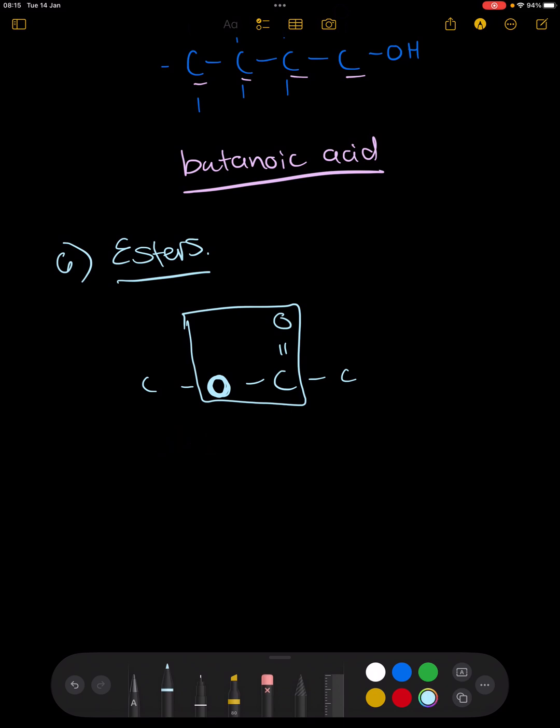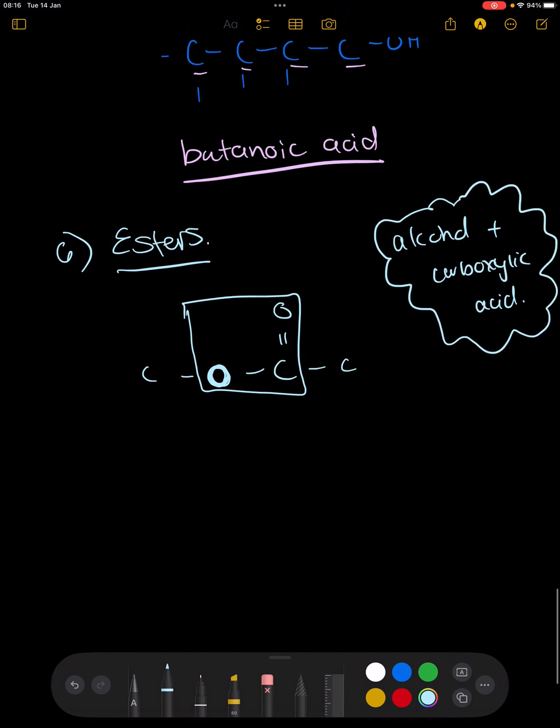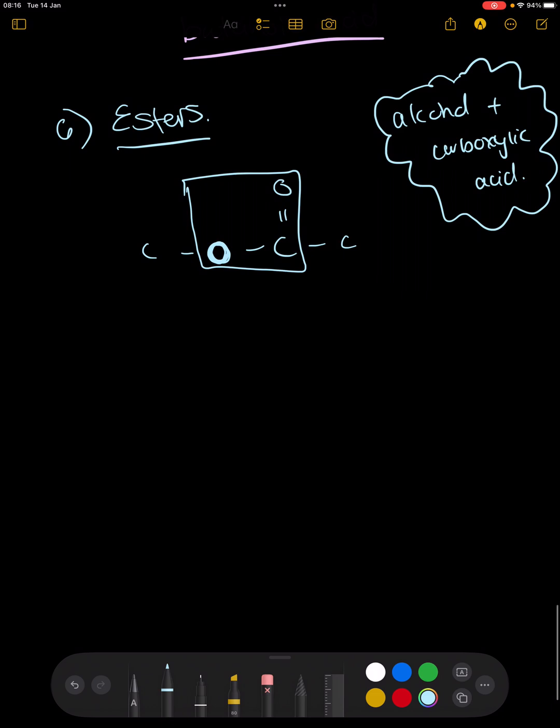And what an ester basically is, it's an alcohol that bonds with a carboxylic acid. And esters are worth quite a bit of talking about, so I will do a lesson a little bit later on esters, just so that you understand that a little bit better. The functional group for an ester is the ester group.